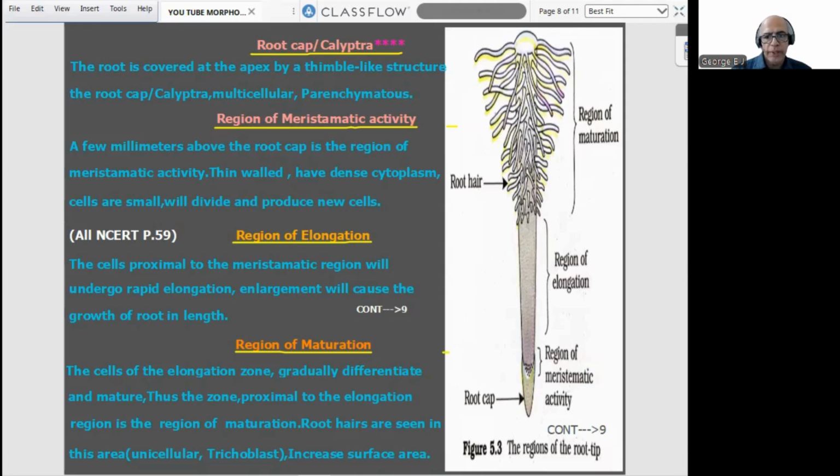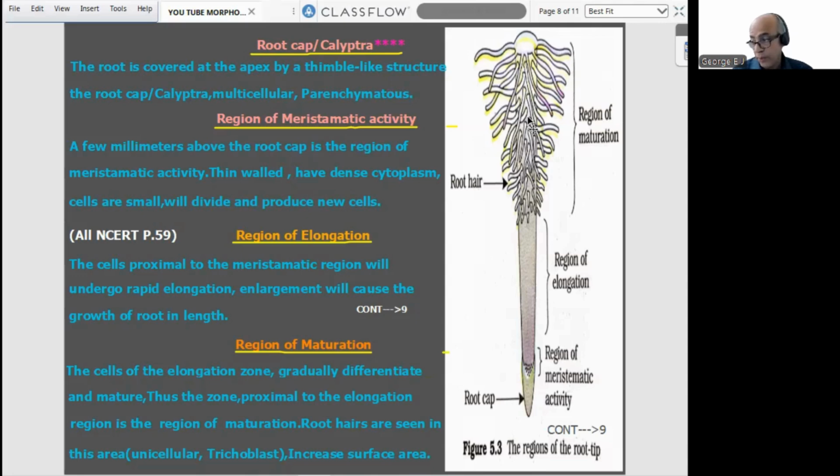After that, we can find the region of maturation, where cells of the elongation zone gradually differentiate. In the diagram, we can easily find they gradually differentiate and mature. Thus, the zone proximal to the elongation region is the region of maturation. So here: root cap, meristematic activity, elongation, maturation. Labeling question, theory question, important from the exam point of view.